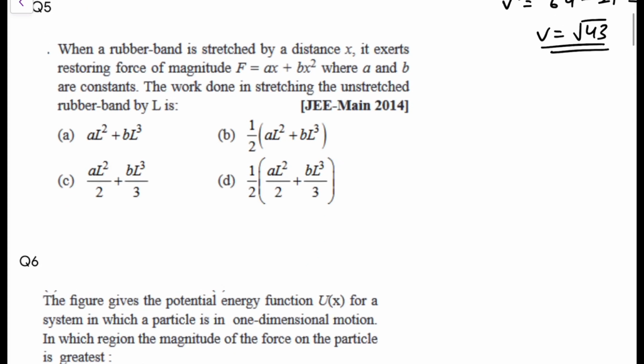Now the fifth one, this is a question asked in JEE Main 2014. When a rubber band is stretched by a distance x, it exerts a restoring force of magnitude ax plus bx square, where a and b are constant. The work done in stretching the unstretched rubber band by L is.